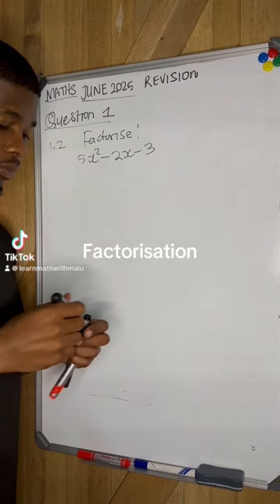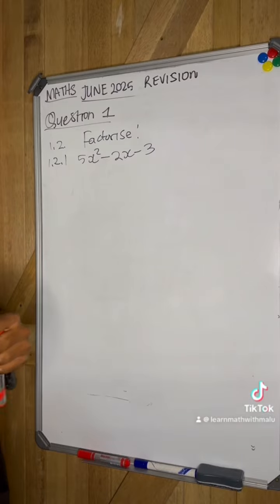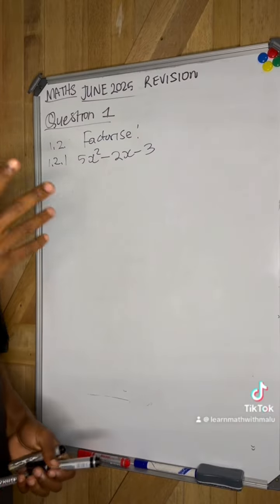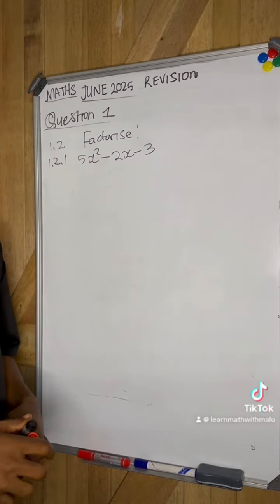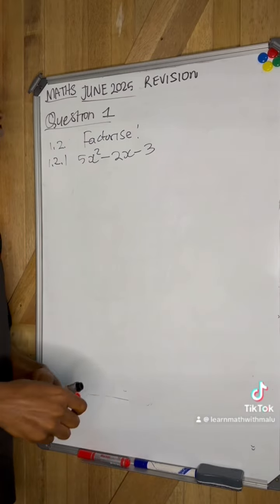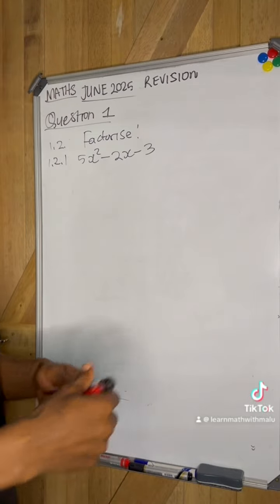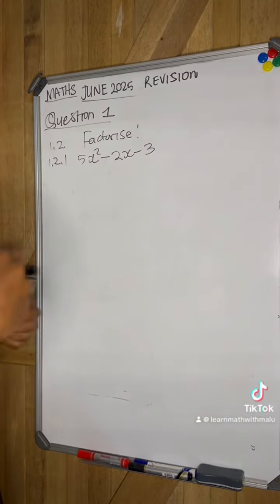Right, I'm given 1.2.1. They told me to factorize. Now, some of you, I know, when it comes to questions like these ones, when you're asked to factorize, you jump. Don't panic, relax. Look at this now. Really look at this.